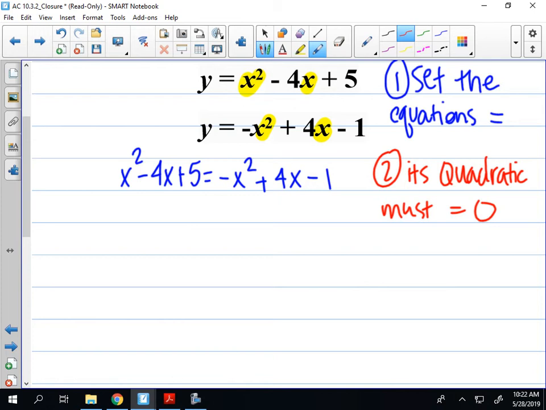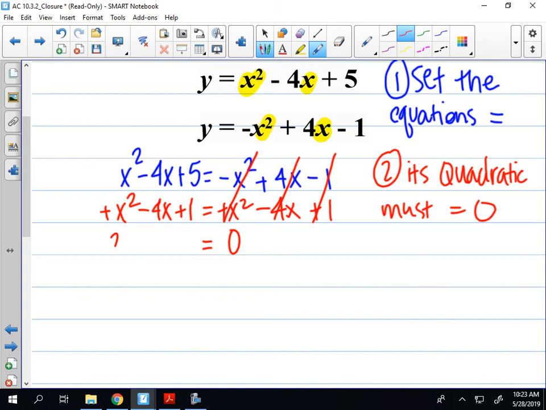So I can choose 0 to be on either side. It doesn't matter. So let's just say I want 0 to be on this side. That means I need to add x squared, so these cancel. I need to take away 4x, so these cancel. And I need to add 1, so these cancel. So now I have 2x squared minus 8x plus 6. And the third step is solve for x.